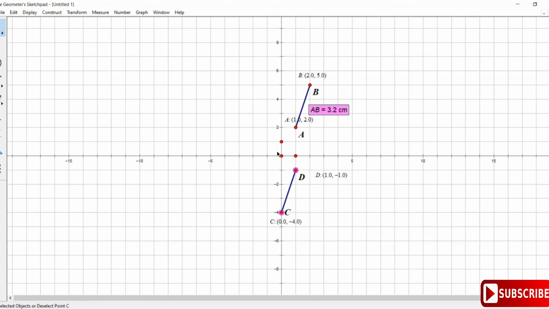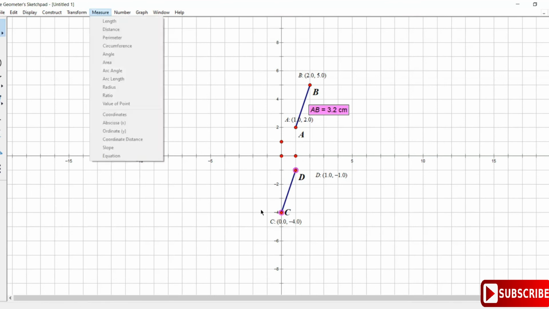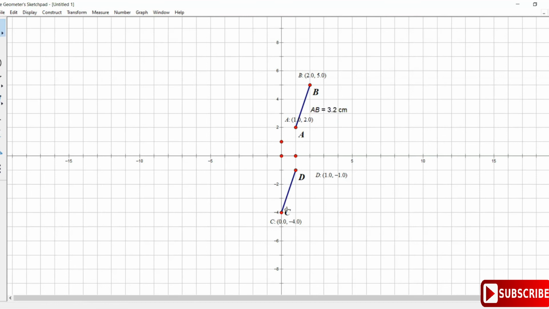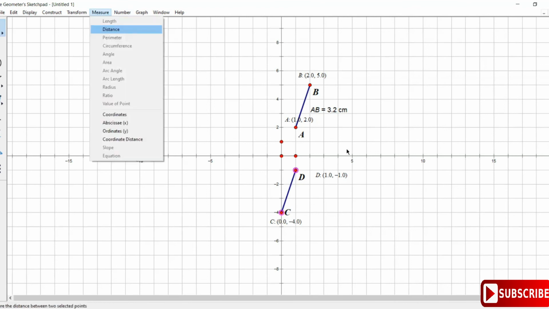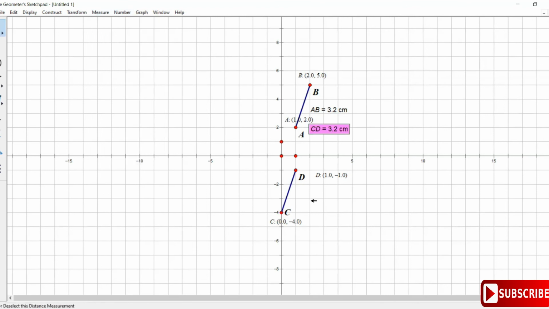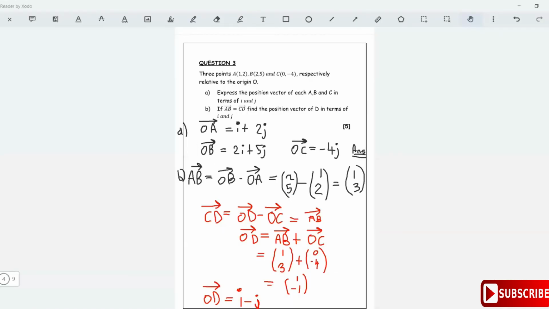I want to measure CD. Also 3.2. See that? So AB is 3.2, CD is 3.2. So AB equals CD. That's what that is saying. And since we show that both of them are equal for the coordinate D that we found, that justifies that indeed D is 1, minus 1. That's verification. Nice. Moving right along.